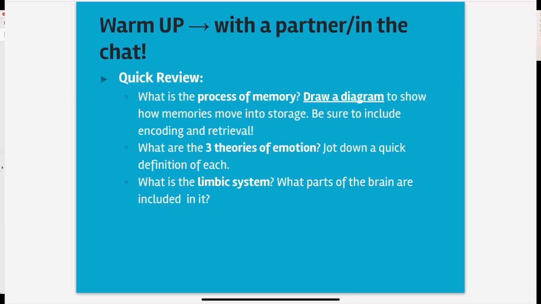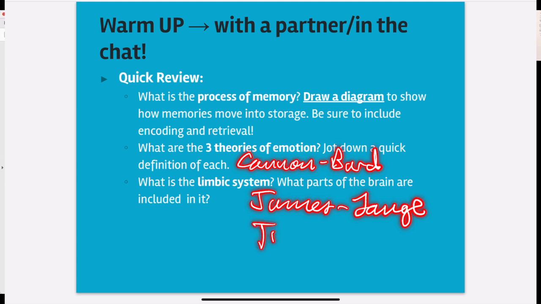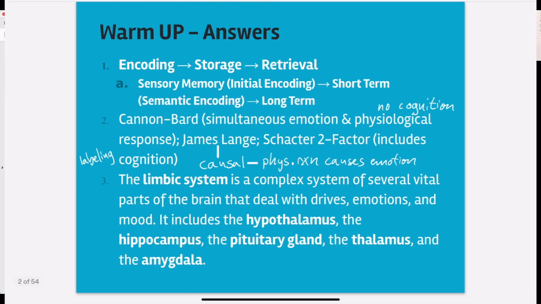Okay, with the emotional theories, you have the Cannon-Bard theory, the James-Lange theory, and the Schachter two-factor theory. So the Cannon-Bard theory, remember we think of cannons firing at the same time. You have the emotion and the physical response. Is there cognition in the Cannon-Bard theory? No, they're both happening at the same time. In the James-Lange theory, this is a causal relationship. You have a physical reaction to something, and that causes your emotion. But that does not include cognition within that.